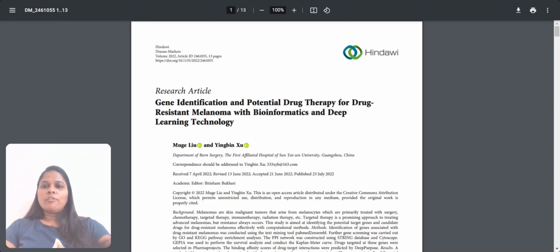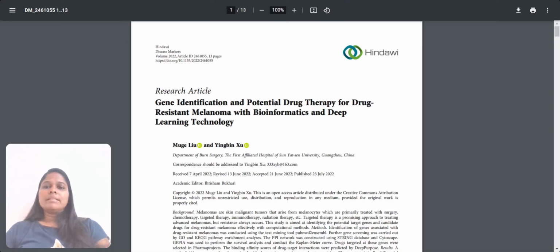So the title of my research article is Gene Identification and Potential Drug Therapy for Drug Resistant Melanoma with Bioinformatics and Deep Learning Technology. The co-author of this research article is Mr. Yingbing Zhu, and this article was published on 23rd July 2022.